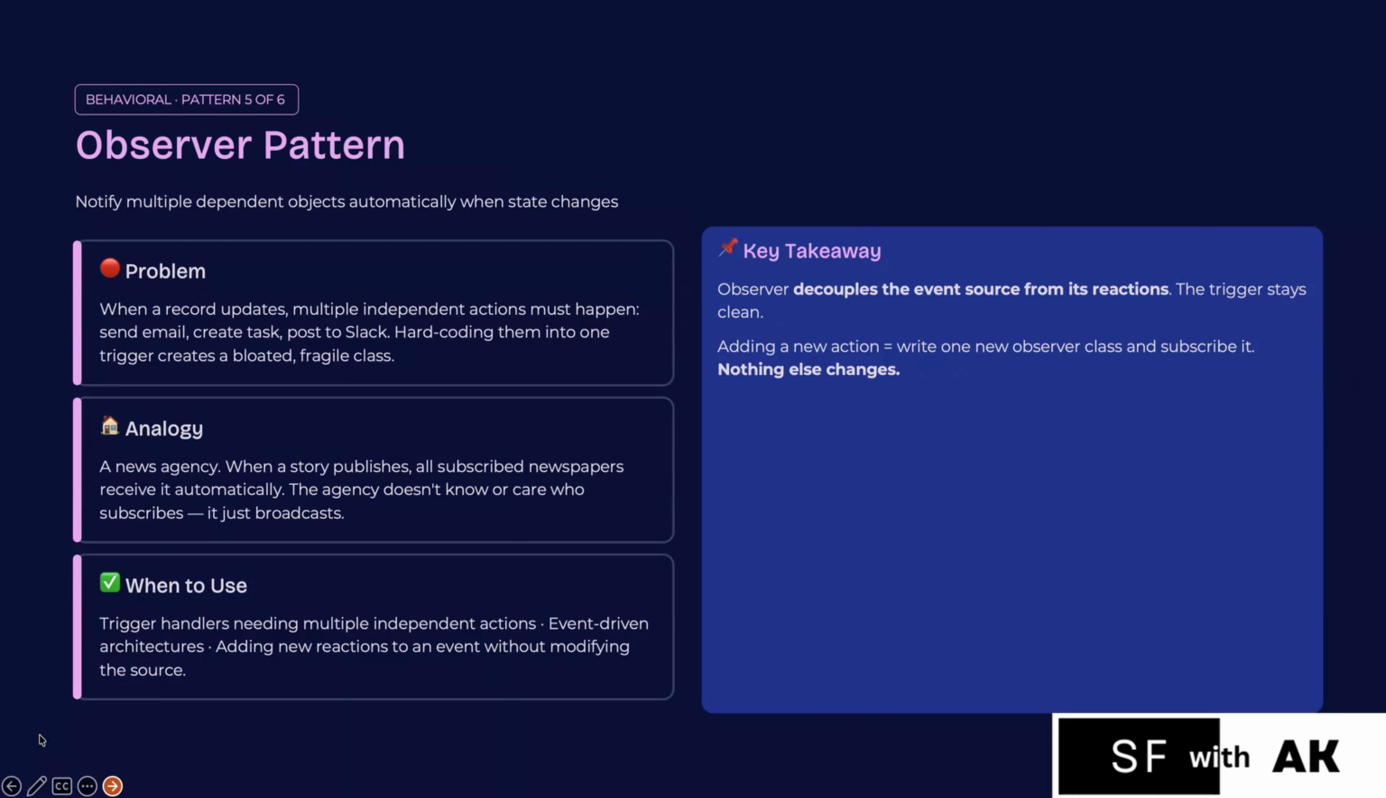Now, the basic approach is to pull all of that into a trigger handler, and it works until you need to add a fifth action or a sixth one. And suddenly your trigger handler is 400 lines long, impossible to test, and every change risks breaking something else. This is the problem that Observer solves.